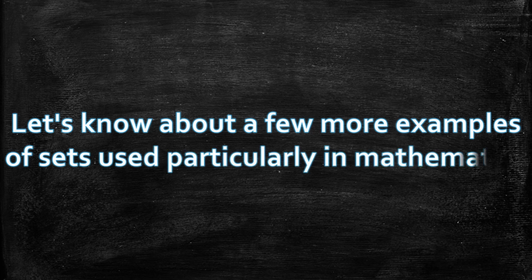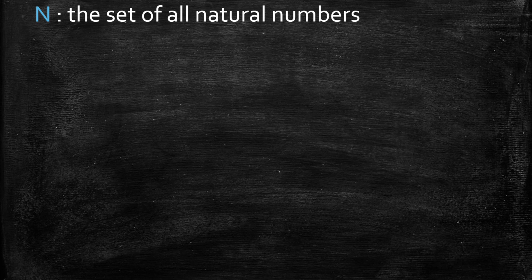Now let's know about a few more examples of sets used particularly in mathematics. So you have to remember them. Always, capital N denotes the set of all natural numbers. I can write them like that: capital N is equal to {1, 2, 3, 4, 5, ...} within curly brackets, and here the three dots represent there are an infinite number of elements inside the set, and the name of the set is N.